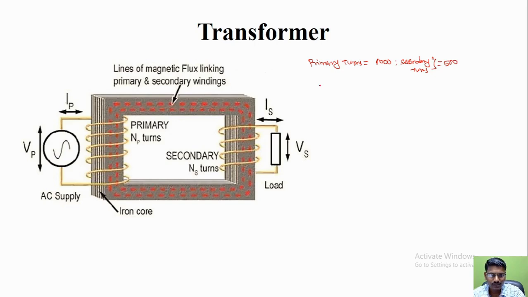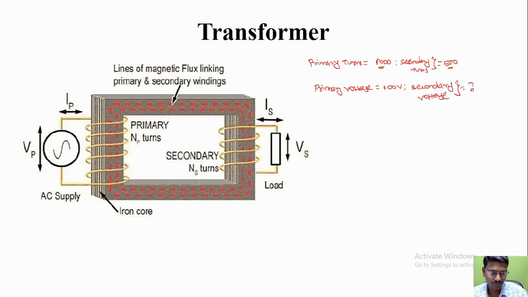Now this is a step down transformer because the primary has 1000 turns and the secondary has 500 turns. I also know the primary voltage, which is 100 volt, but I don't know the value of the secondary voltage. I need to find the value of the secondary voltage.